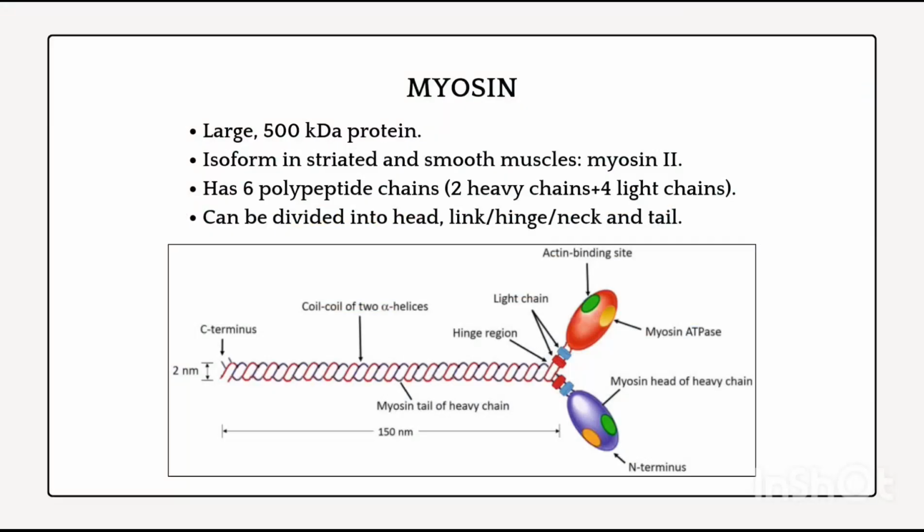Myosin is a large 500 kilodalton protein found in muscle fibers. The isoform of myosin protein in skeletal and smooth muscle fibers is myosin 2. Each myosin molecule is a hexapeptide protein, which means it has 6 polypeptide chains, out of which 2 are heavy chains and 4 are light chains. A myosin molecule can be divided into head, neck, and tail regions.